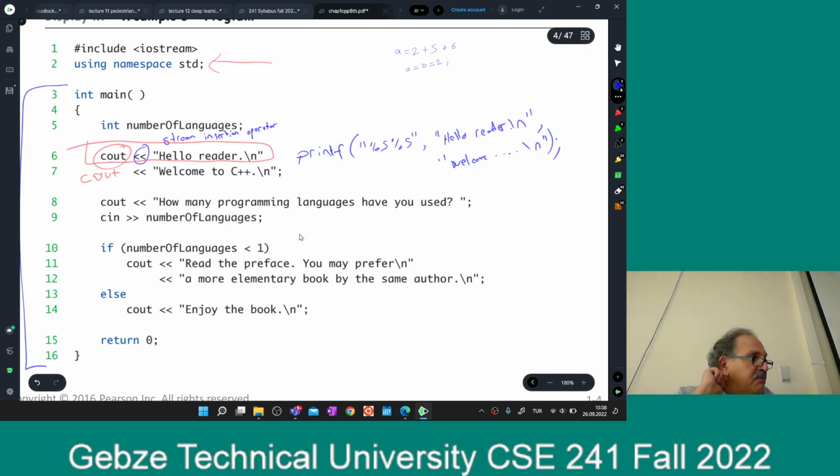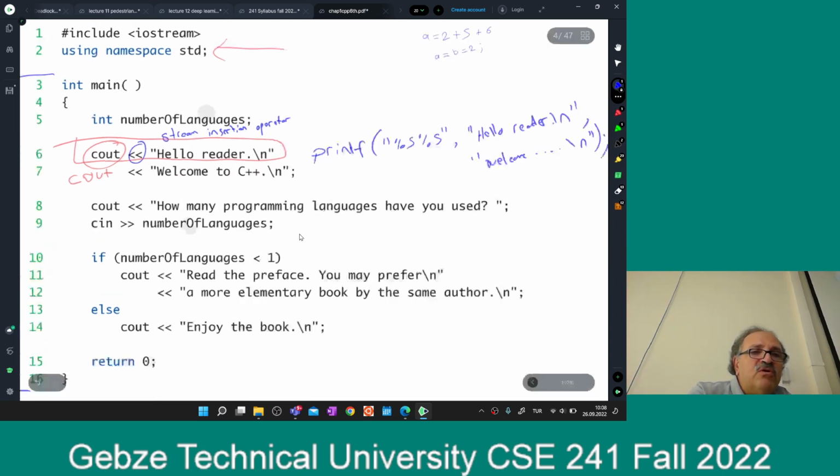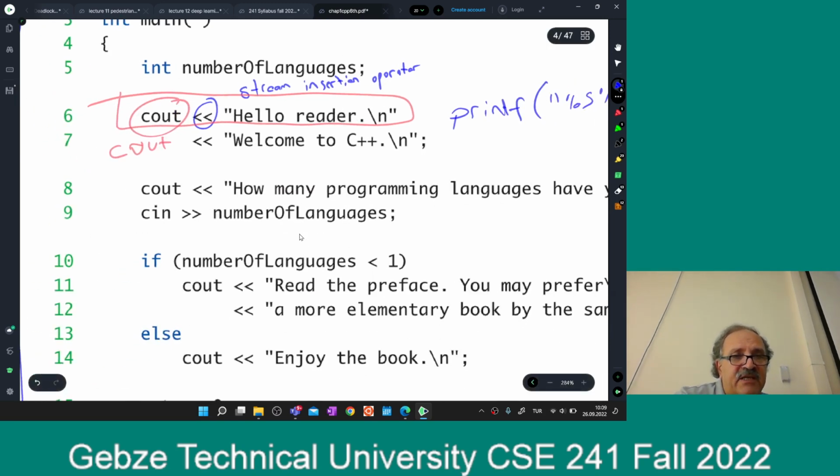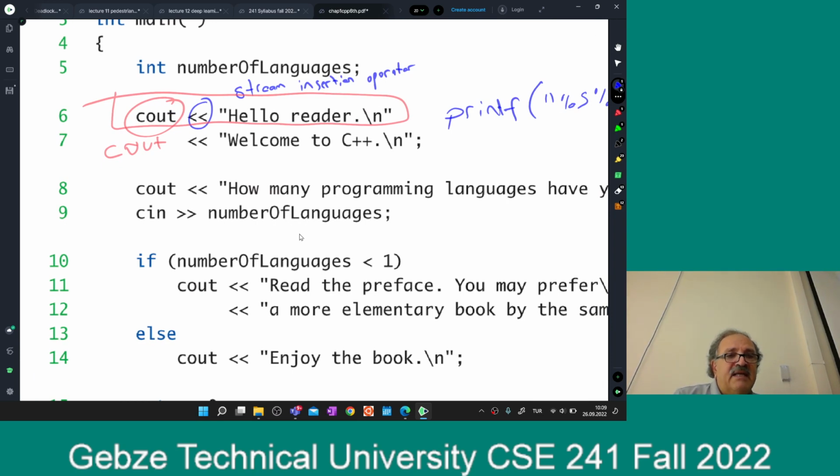The cout statement. Again, don't let this stream insertion operator confuse you. It's a simple operator like the plus operator or minus operator or the assignment operator. It has a defined task. It takes two parameters and it executes something and it returns something, right? That's what it does. And then a new thing here, cin, and this is called the stream extraction operator here.